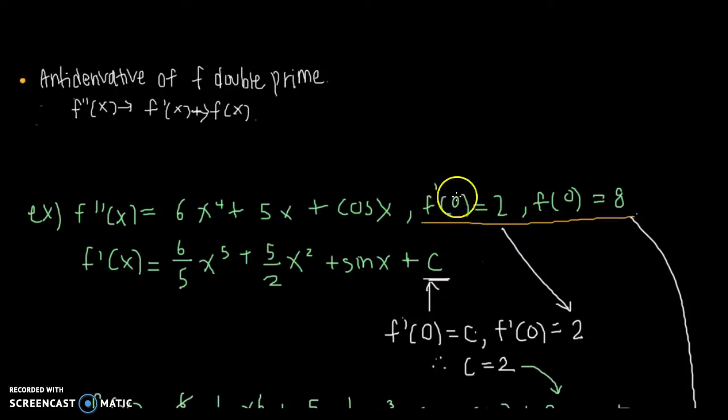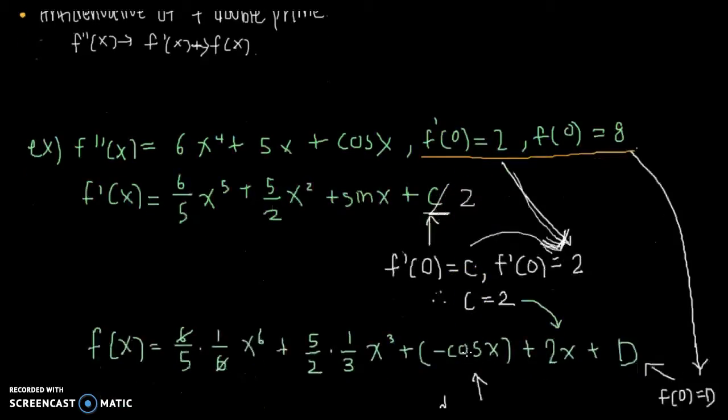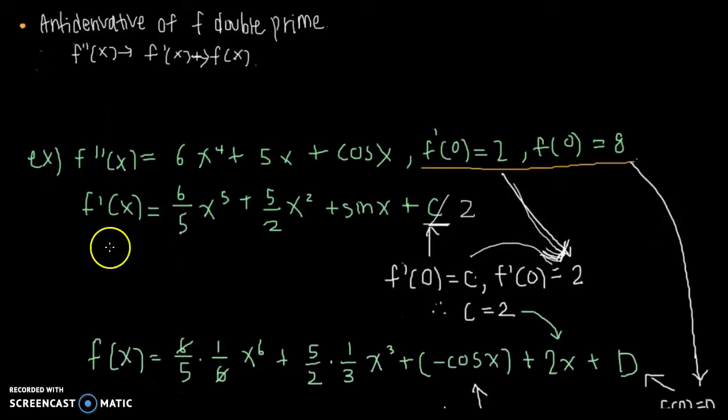And now we're given that f prime of 0 equals 2. So we're just going to write it down right here. Now f prime of 0 is going to be c. So f prime of 0 equals c, and f prime of 0 equals 2. So we set these equal to each other, which is c equals 2. So we're going to replace this with 2. So the antiderivative of f prime of x is f of x. So we just do the same thing.